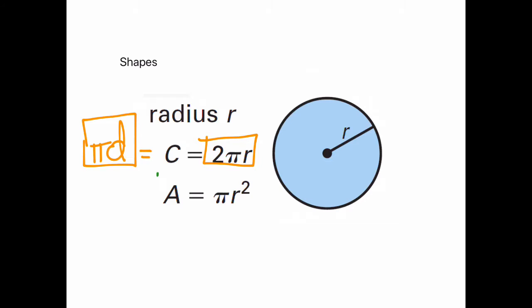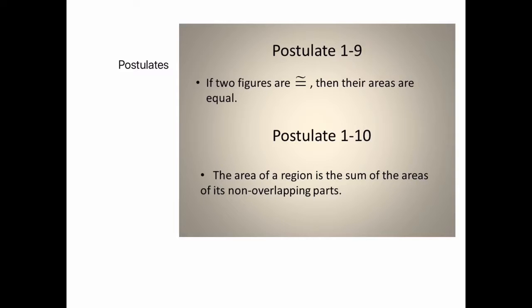Postulate 1.9 says that if 2 figures are congruent, then their areas are also equal. And then postulate 1-10 says that the area of a region is the sum of the areas of its non-overlapping parts. That comes into play when we go on to the next thing, which is irregular shapes.